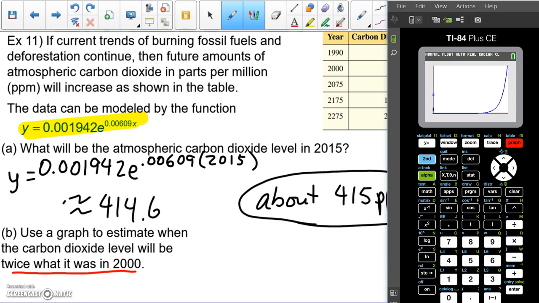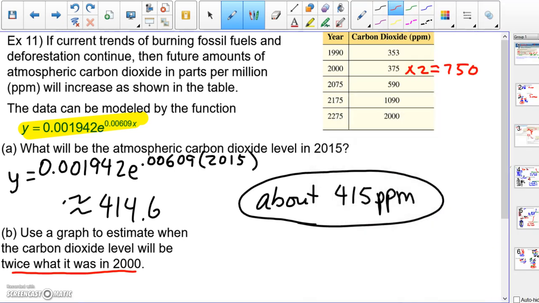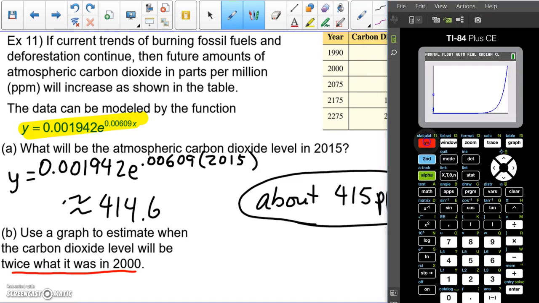So what they're asking me to do in this is figure out when the carbon dioxide is 750 parts per million, basically, twice what it was in 2000. So I think the easiest way to do that is to go in here and type another equation in. Let's just see where 750 is. And so you can see 750 is going to intersect, and you can see where it intersects our curve. So what you want to do is calculate the intersection.